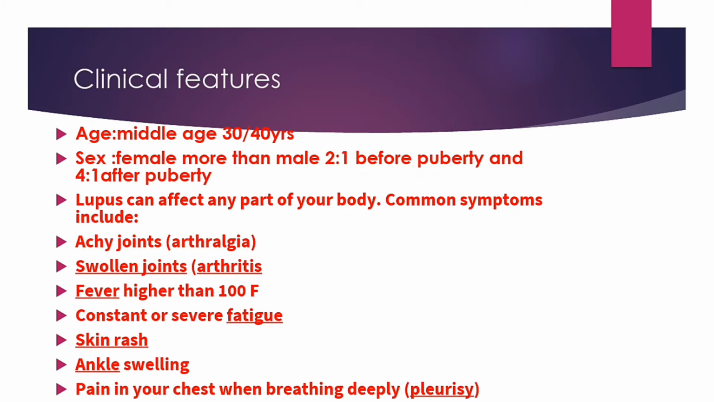Let's see the clinical features. This occurs in middle-aged people between 30 to 40 years. If it is more in women than men, the female to male ratio is 2:1 before puberty. Before puberty it is less because the estrogen hormones are not fully developed, but after puberty the ratio increases to 4 to 1, as the estrogen hormones are well developed in women. Lupus can affect any part of the body, mostly the skin, kidney, blood vessels, and also nerves.